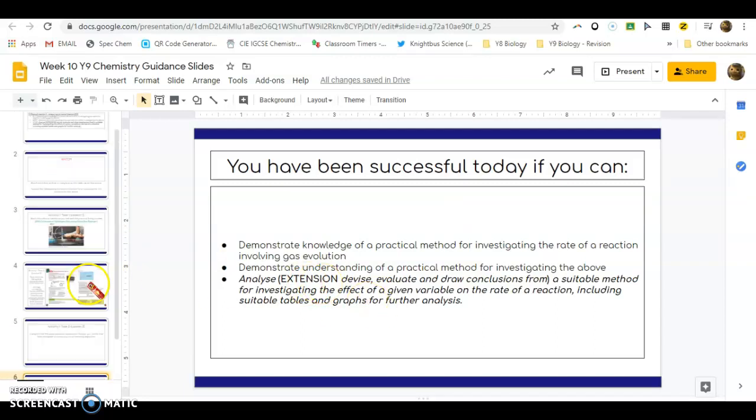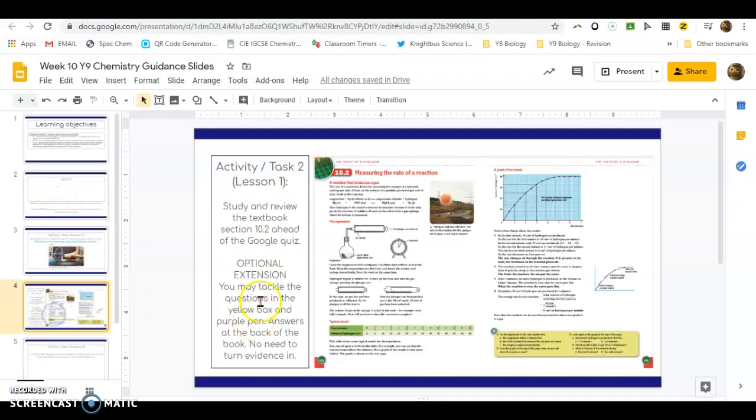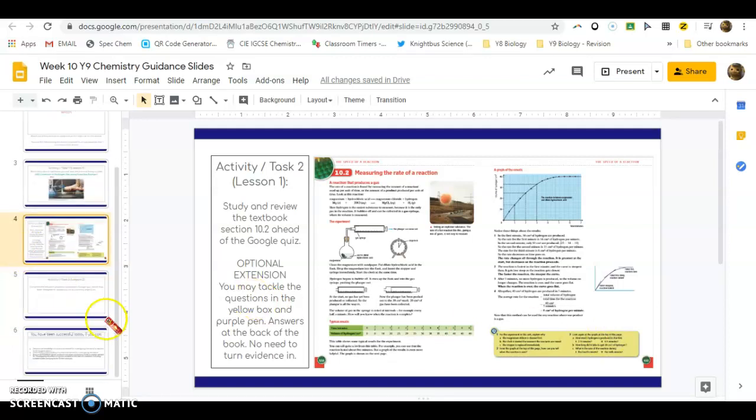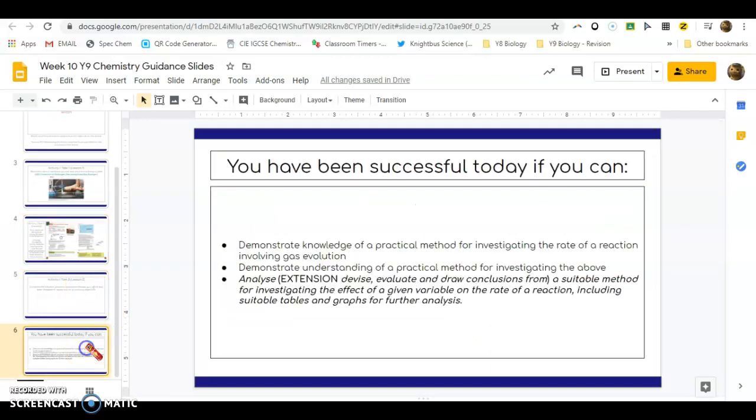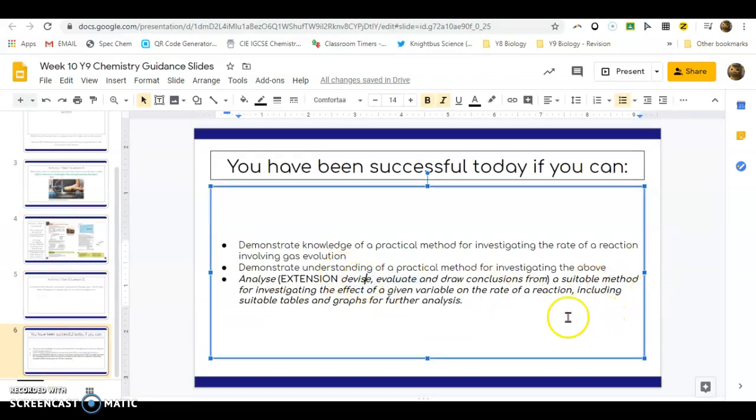One other thing that I forgot to mention: there is an optional extension for my A-star students. You can tackle these questions in the yellow box. Purple pen, no need to submit it. That's absolutely fine. The answers are at the back of the book. Push yourself, you can answer those, and no need to turn that evidence in. That keeps you on your toes. Okay, so that takes care of devise and evaluate, draw conclusions from a suitable method for investigating the effect of a given variable on the rate of reaction, including suitable tables and graphs for further analysis.